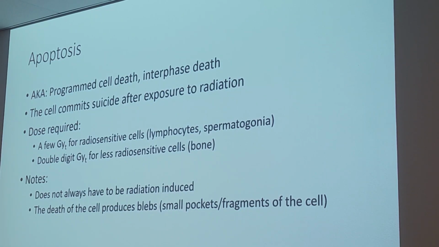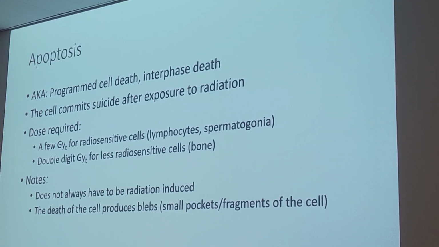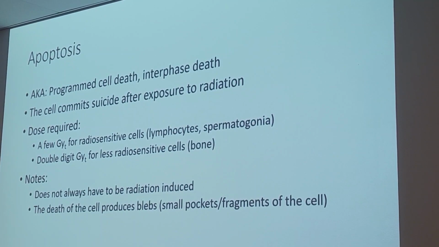Some things to note about apoptosis. In this class, at least, we're talking about radiation-induced apoptosis, cellular death or cellular suicide caused by radiation. But there are a lot of different things that can cause a cell to undergo apoptosis, not just radiation. We're going to focus on the radiation aspect. And just like with cellular death, when a cell dies, it creates blebs. These are fragments of the cells that remain.